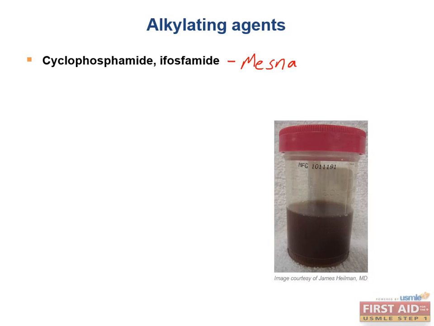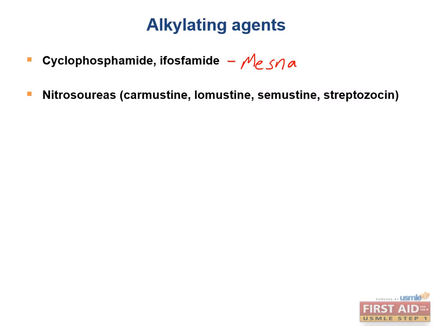Hemorrhagic cystitis can be prevented with mesna, which acts by binding toxic metabolite produced by these drugs, and is also commonly tested on the exam. Nitrosoureas are unique in that they can cross the blood-brain barrier, making them effective for brain tumors. This means that they can also cause CNS toxicity, including convulsions, dizziness, and ataxia.